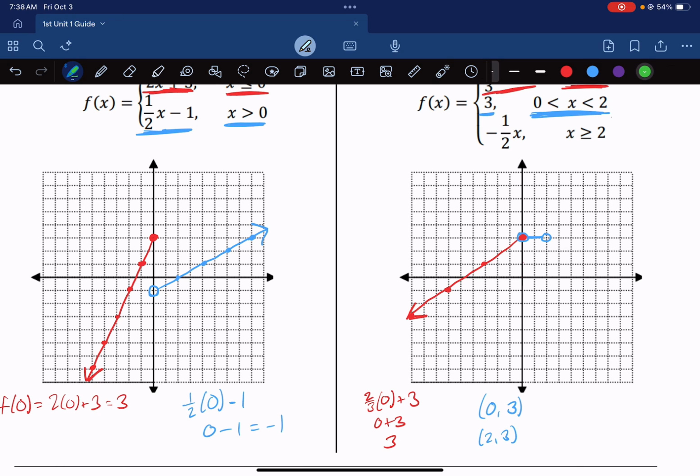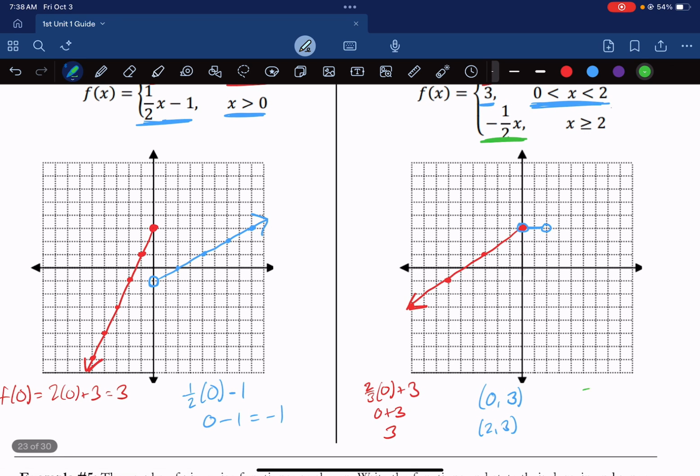And now for my last piece, negative 1/2 x, I need to find my starting point. So I'm going to do negative 1/2 times 2. Negative 1/2 times 2 is negative 1. So I have a starting point of this piece of 2, negative 1. And it is a closed circle here because it is defined here at 2. So I'm going to go to 2, negative 1.